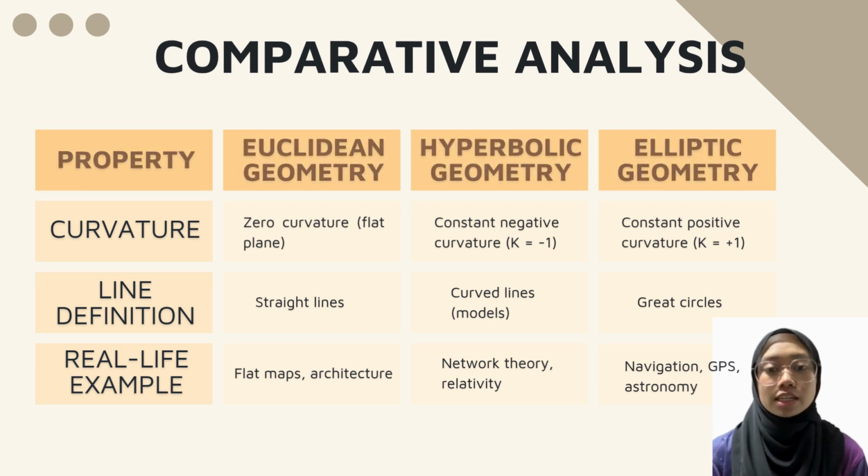Next, line definition. In Euclidean geometry, lines are straight. In hyperbolic geometry, lines may appear curved depending on the model used. In elliptic geometry, straight lines are represented by great circles like the equator.